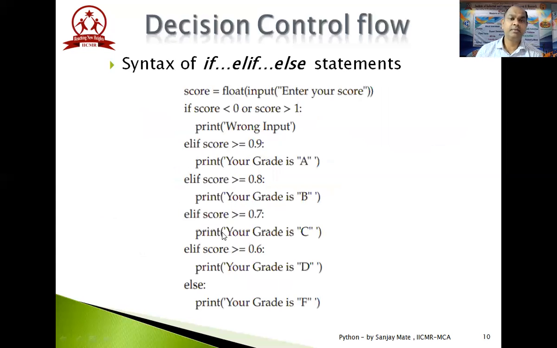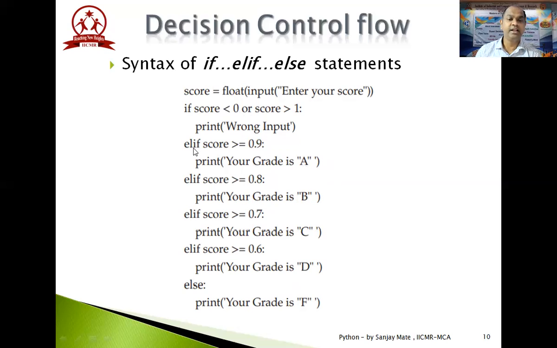So let's take one example where you want to print the grade depending upon the score, and the score will be entered within 0 to 1. So if it is greater than or out of the range from 0 to 1, I am printing wrong input. And if your score is 0.9 or greater, you are printing grade is A.